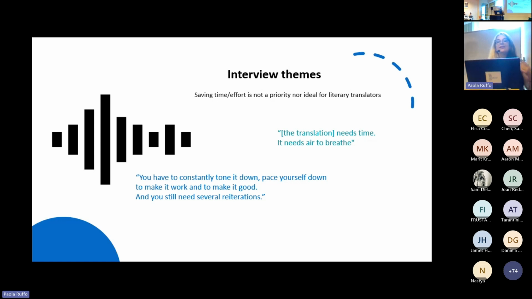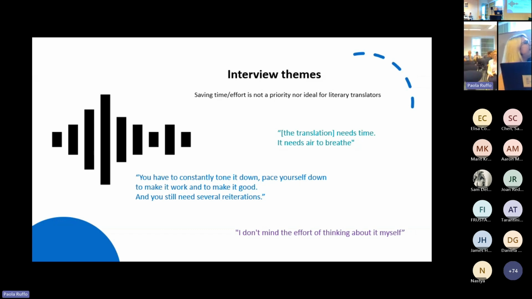A lot of them told me, even during the experiment, of course, it was just one day, that this is not the finished result. I usually leave it there for a while, come back to it in 2 weeks, and then work on it again. That's not a finished translation. And so time is a considerable aspect of literary translation for professionals. And I don't mind the effort of thinking about it myself. So that's the whole point.